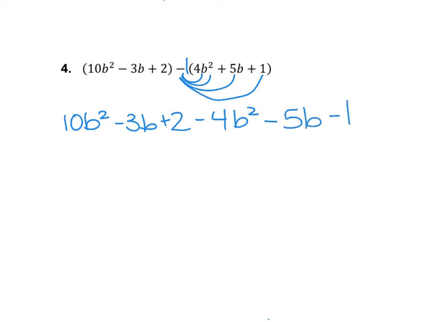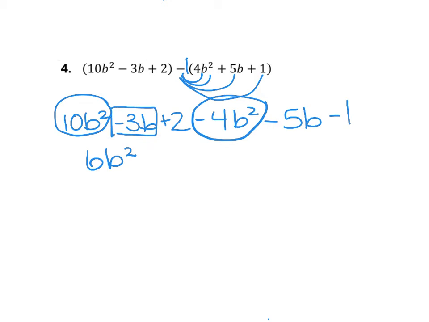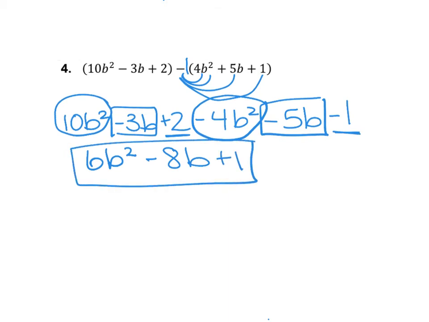So now we're ready to combine the like terms. And I'm going to take my 10b squared and combine that. Don't forget to circle the operation in front of it so you don't lose that subtraction sign. So we have 6b squared. Now let's take our negative 3b and our minus 5b. We have negative 8b. And then our last one is just plus 1. And now we've simplified this one as far as we can.